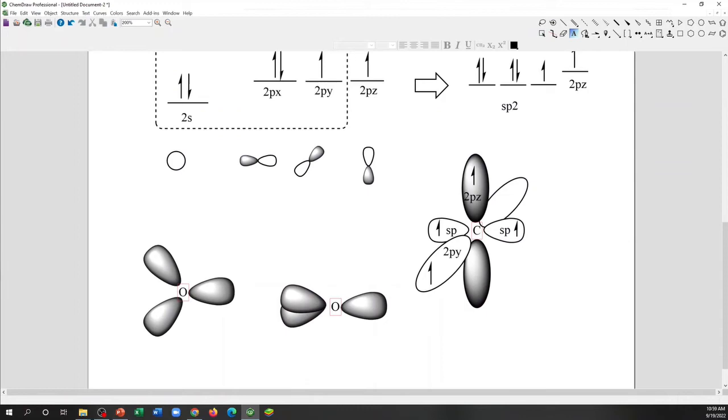These orbitals right here are the sp2 orbitals, so I'll put a label in here, sp2. This is my other sp2, and then this one here is also an sp2.